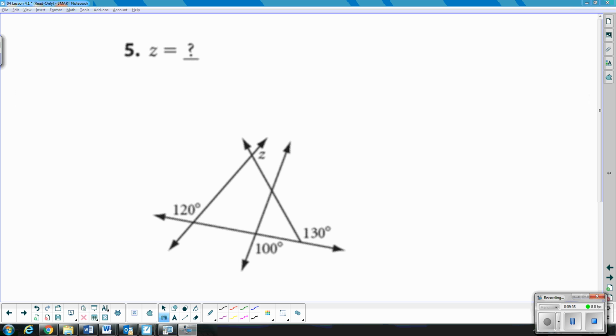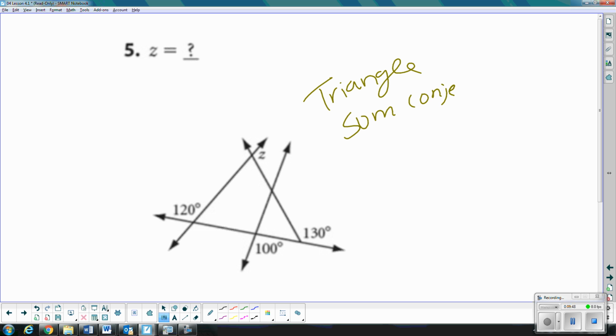Okay, and then the next problem that we did in class, and this is, again, we're going to use our triangle sum conjecture to find angle Z, which we don't currently know. So the triangle sum conjecture, again, it says that the sum of all angles in any triangle equal 180 degrees. So let's start off with what we know.